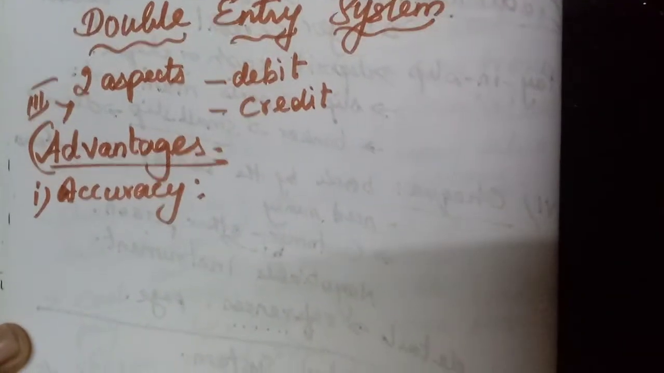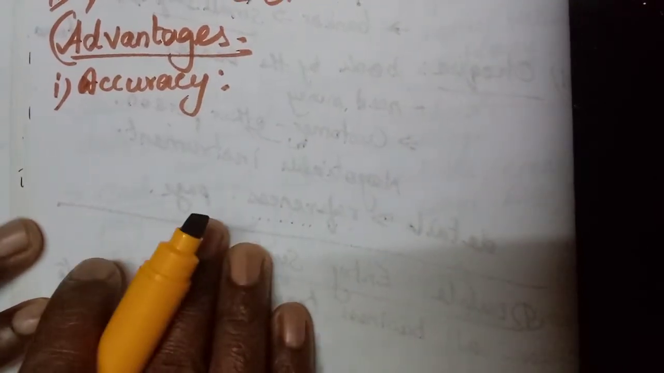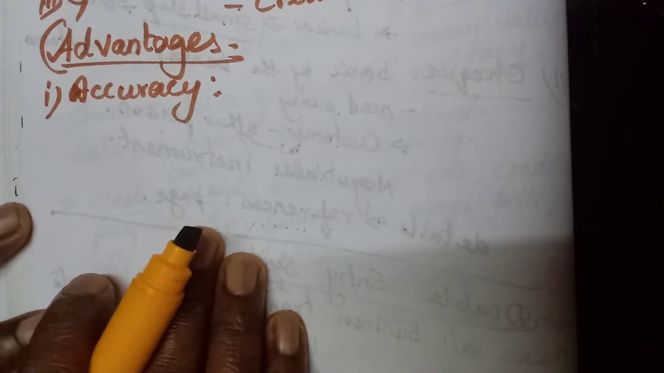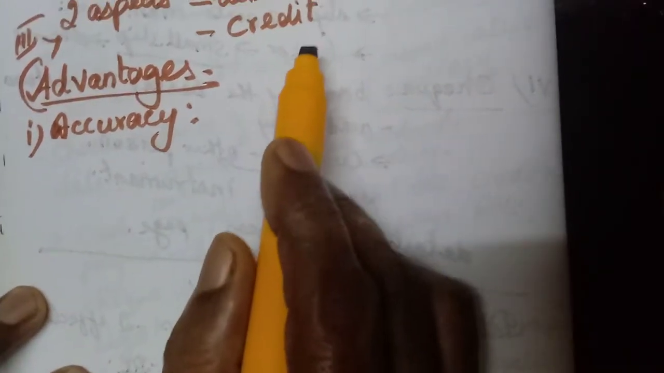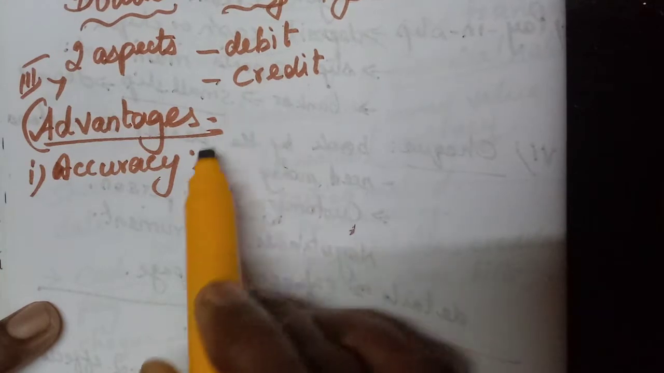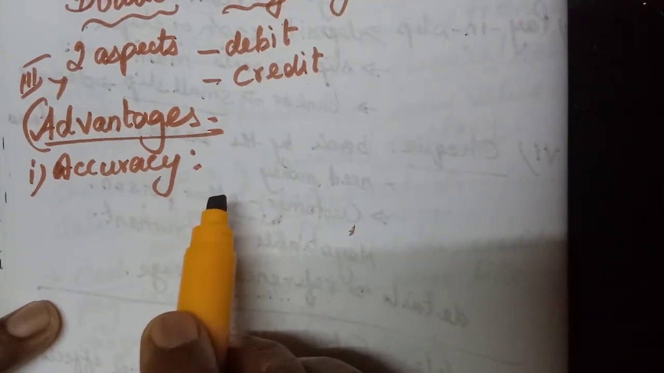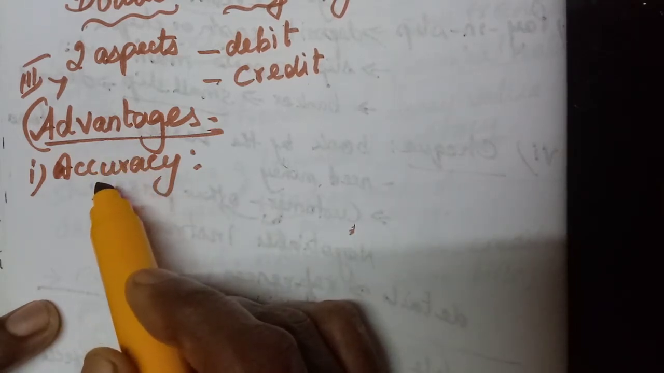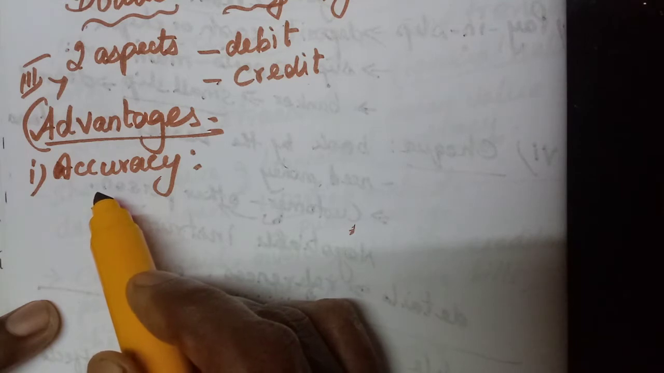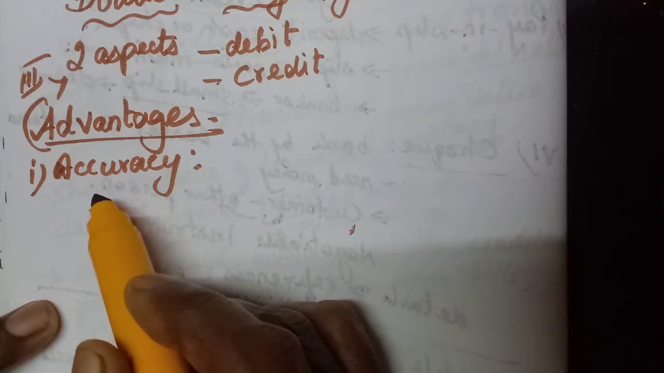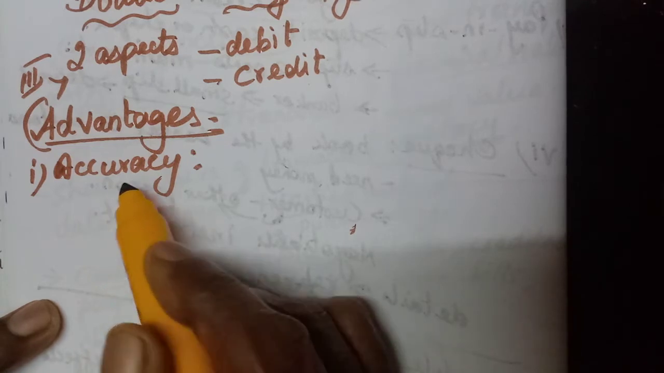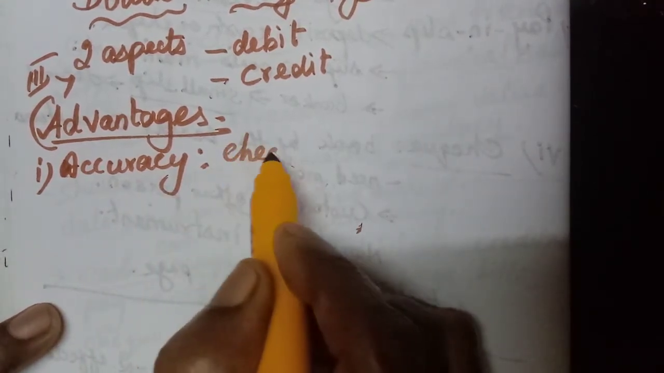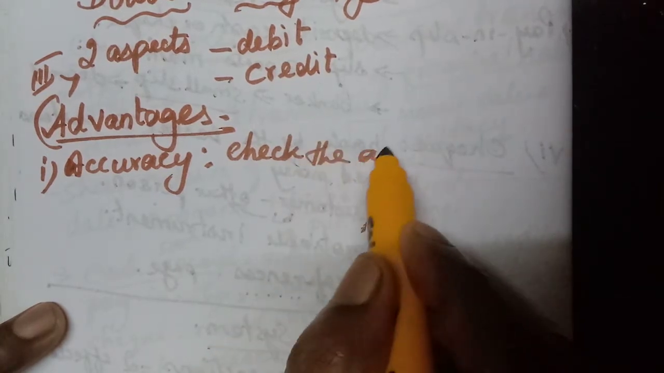Accuracy. The amounts in the double entry system will be accurate, because we can check the accuracy of accounting, since each debit amount will be equal to the credit amount. If there is any difference, we can say we might have made some mistake. So the first advantage is that since we are entering both aspects of a transaction, we can check the accuracy of accounting.